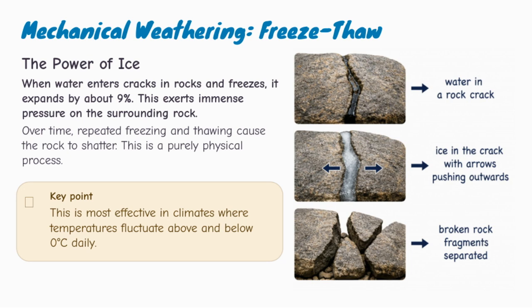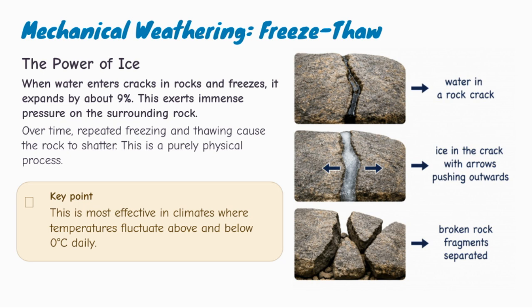One important example is freeze-thaw weathering. Freeze-thaw happens when water enters cracks in rock. If the temperature falls below freezing, the water turns to ice. When water freezes, it expands by about 9%. This expansion puts pressure on the surrounding rock. When the temperature rises again, the ice melts and the pressure is released.